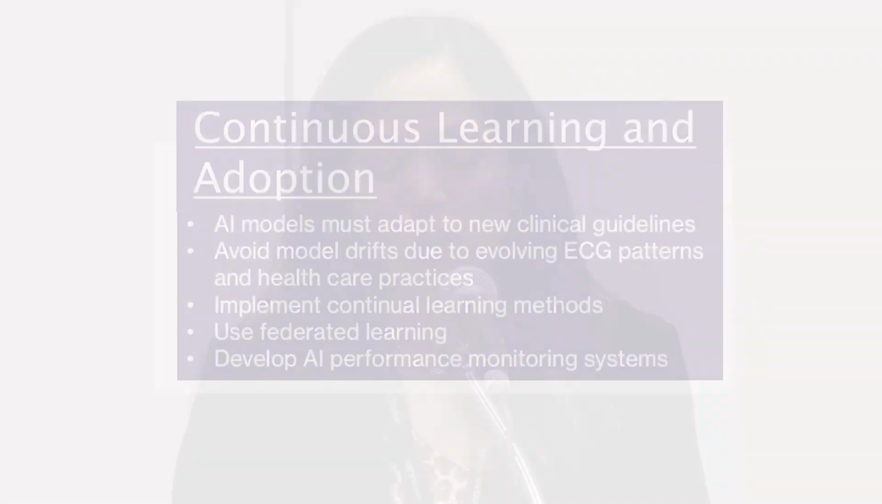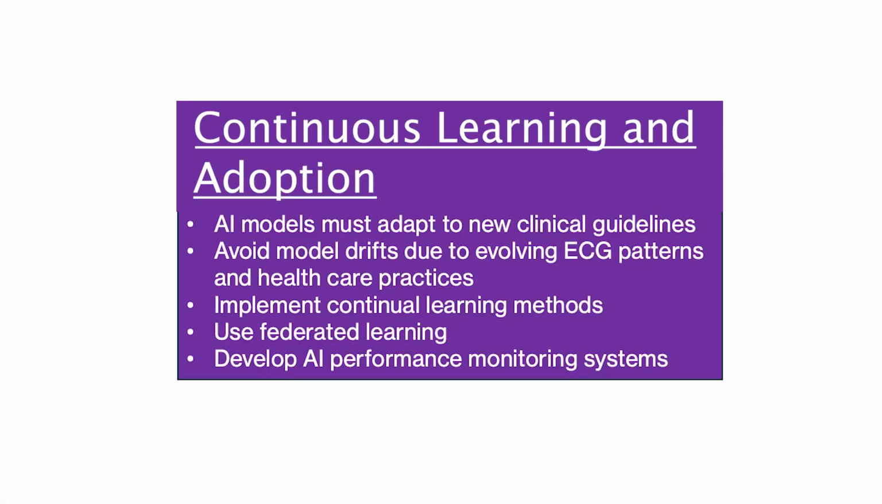Then you have to think about continuous learning and adaptation. All the AI models must adapt to newer clinical guidelines. Every 2 to 3 years, we have a lot of guideline updates, and you cannot use a model that has been trained on old guidelines. So we need to be continuously training these models if you want to use them. And then model drift is something we heard earlier on. Whenever you have model drift, you have to make sure, again, continuous training is in place so that it can be addressed as well.